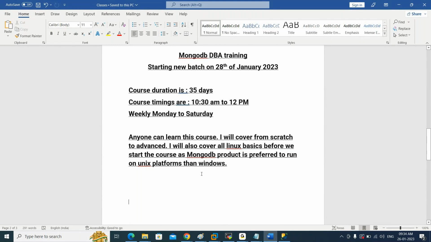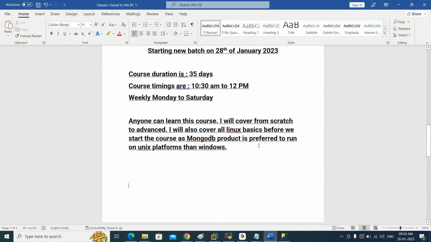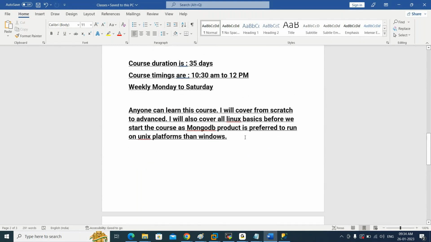And I'll cover Linux basics also, as most of the people are working on non-Linux flavors and want to learn Mongo. When they want to learn Mongo, they need to know the Unix basics. So I'm going to spend good time on the basics. Once you get familiarized with the Unix basics, then I'll start the product. I have a lot of experience on Mongo. I'm going to cover right from the basics to advanced level.